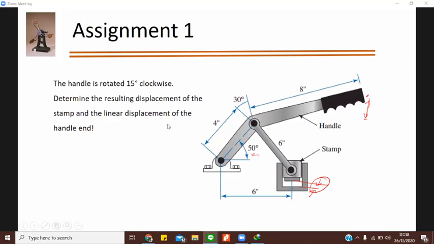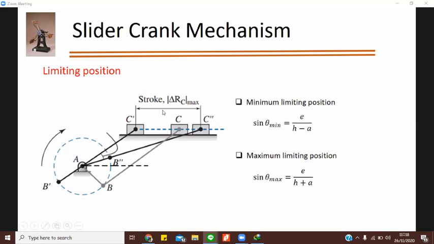Now in the slider crank as well you will have a limiting position. What will be the limiting position? When your slider is at the maximum side where it can reach, there you will have the maximum limit, and if it is over here at C dash, you will have the minimum limit. So you will have sine theta min and sine theta max. Two thetas will be formed. So the minimum limiting position here is E divided by H minus A.